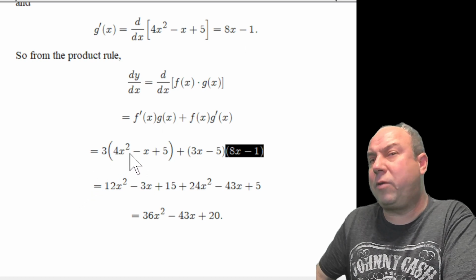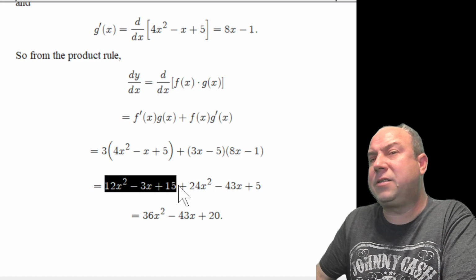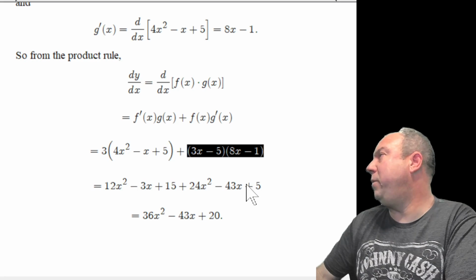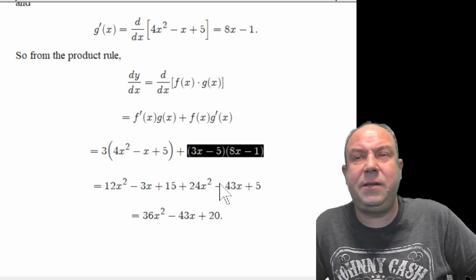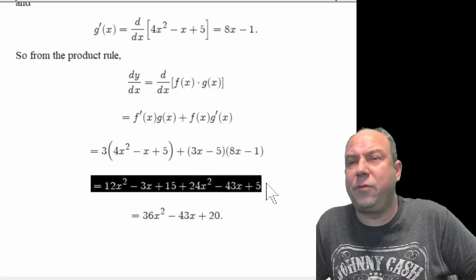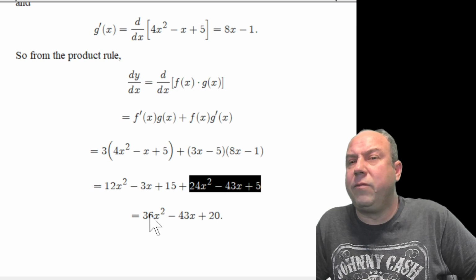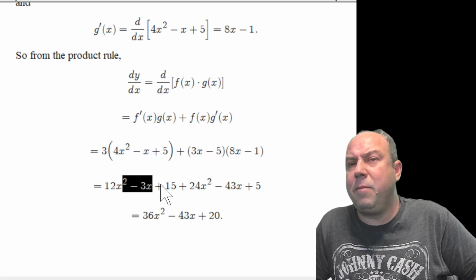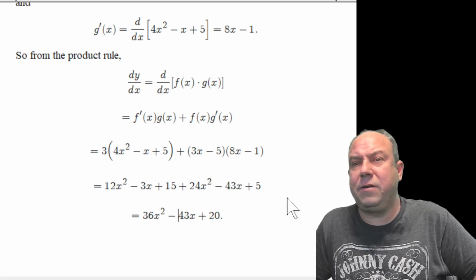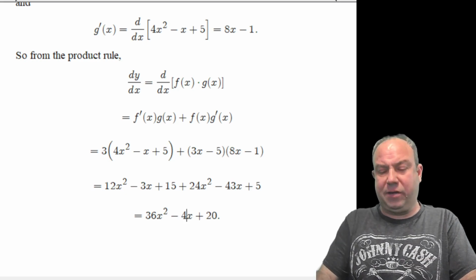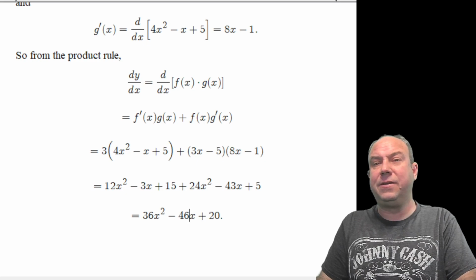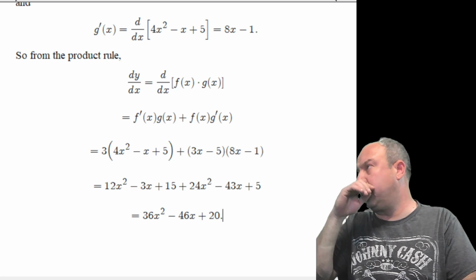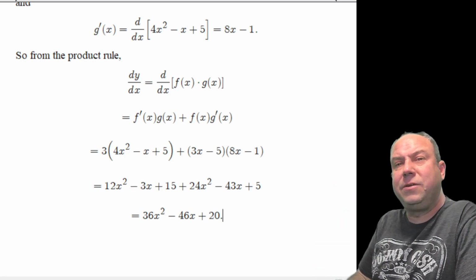Now, if we expand the 3, distribute it, we get 12x squared minus 3x plus 15. If we expand this product of 2 binomials, the 3x minus 5 times the 8x minus 1, that will become 24x squared minus 43x plus 5. Where if we combine like terms with that, the 12x squared plus the 24x squared is 36x squared, minus 3x minus 43x. Oop, I have an error there, don't I? That should give us 46x. And then the 15 plus the 5 is going to result in 20. Oh, glad I go through these because I am looking for those little errors.